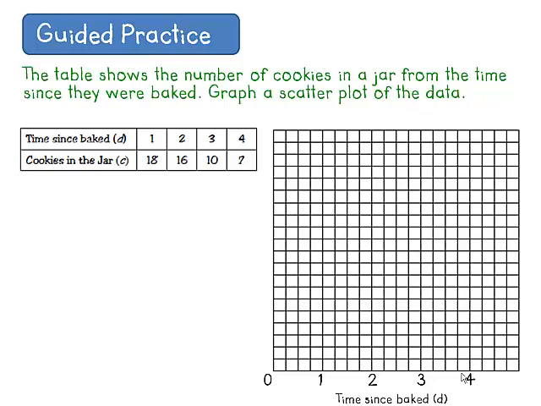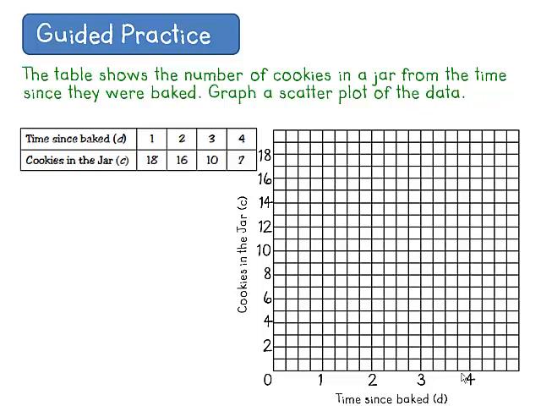Since we use time since baked as the x-axis, or as the independent variable, we'll use the cookies in the jar as the dependent variable, and that will go on the y-axis. And I see that my biggest value in my y values is 18. So I know that I need to go up to 18 in my grid. If I count 20 lines, 20 intervals all the way to the top. So I'm going to go up by 1, so that'll be looking like this.